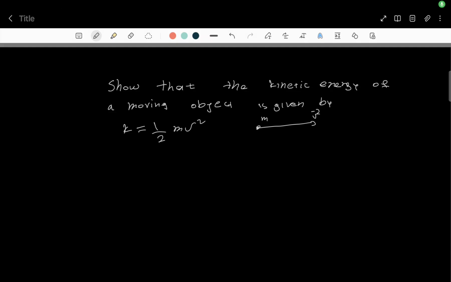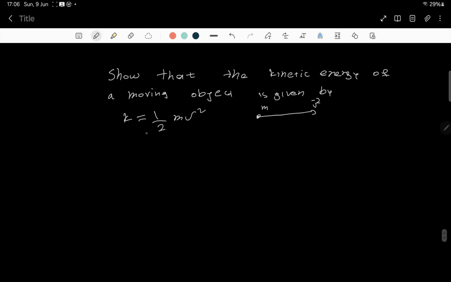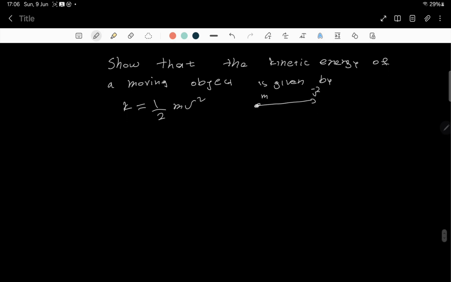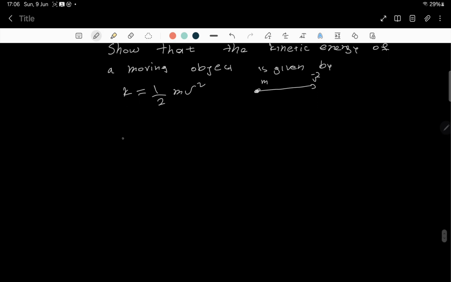In this video, we will show that the kinetic energy of a moving object is given by this formula: K equals a half times m times v squared, where m is the mass of the moving object and v is the velocity.